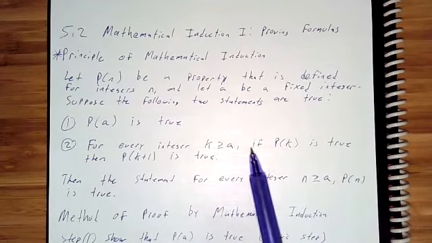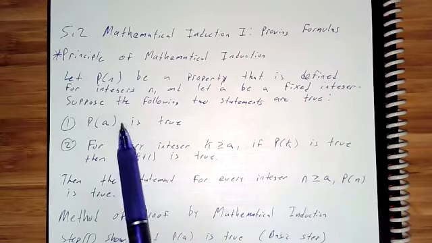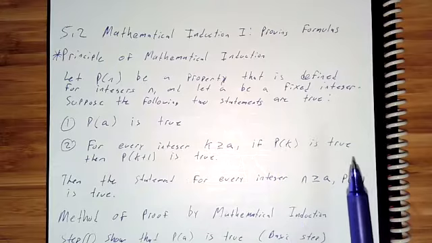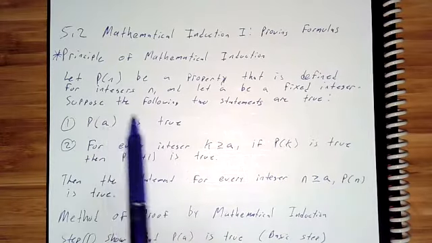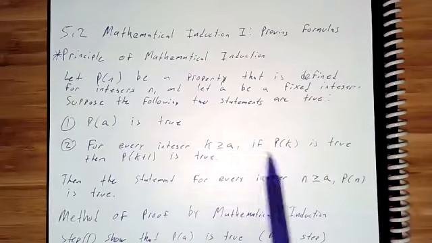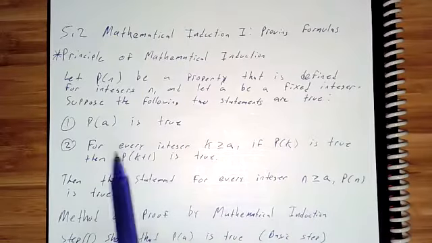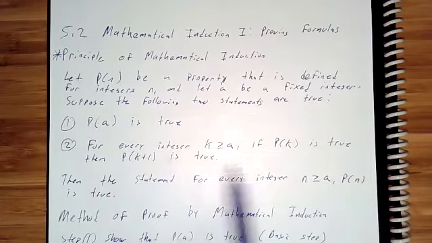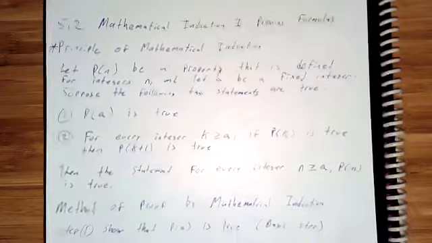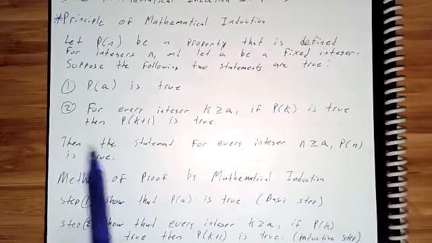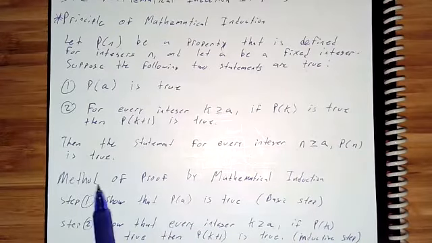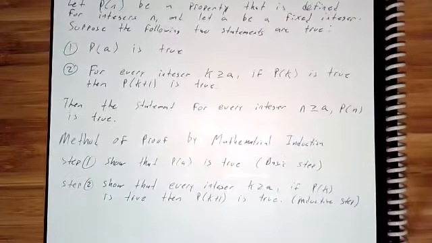So basically it's kind of like falling dominoes. You assume that it works for a fixed number, then you assume that it works for some general k, which means it should then work for k plus 1. So then you prove this piece by assuming this, okay? So then the statement for every integer n greater than or equal to a, P of n is true. So this is the technique or the method that we're going to use.